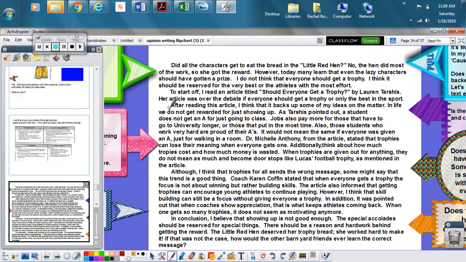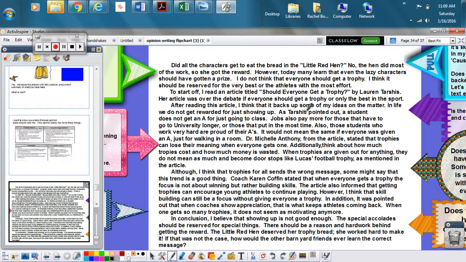Then I move down to my third paragraph, where this is where I am really telling my claims, and I cannot just say my thought on something, but I need to back it up with reasons, or I need to back it up with text evidence. So here's the example. After reading this article, I think that it backs up some of my ideas on the matter. In life, we do not get rewarded for just showing up. So that's the thought in my own words, and now I back it up.